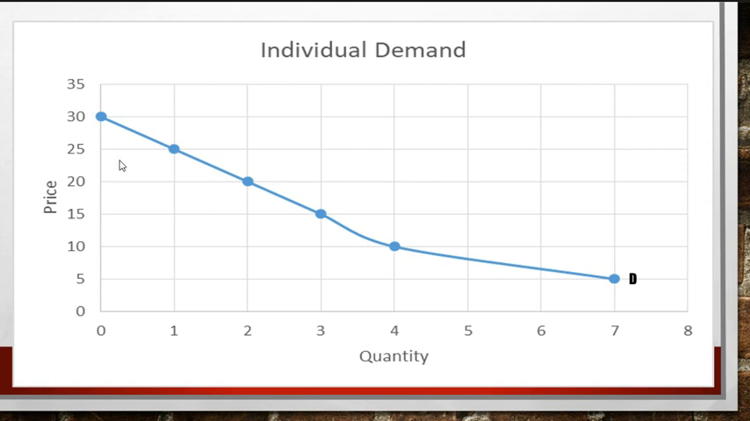Remember, at $30, I was willing to buy no DVDs. And at $5, I was willing to buy 7 of them. And right here you can see that I've labeled this a demand curve. And keep in mind, demand curves will always go from the upper left to the lower right because it follows the law of demand, because the higher the price, the less I'm willing to purchase.